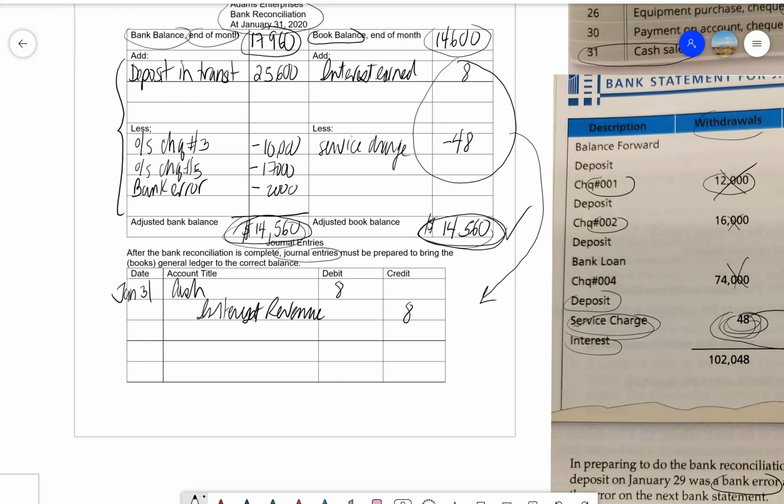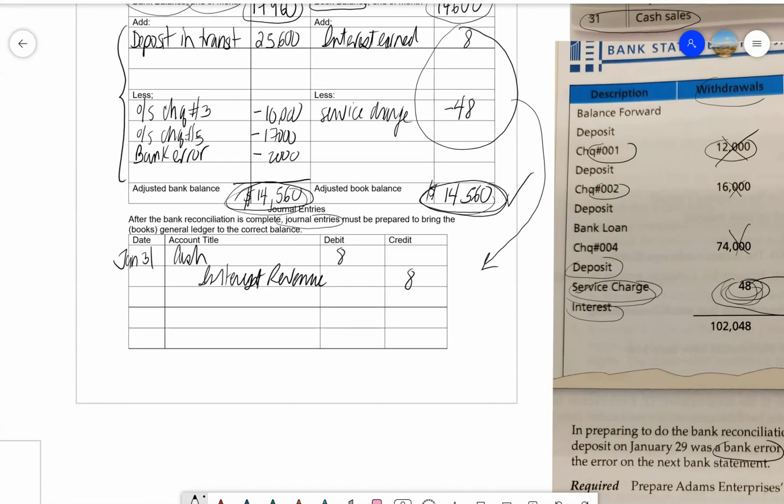And then we're going to record the expense of $48, and we'll call that bank charges expense. This textbook refers to the service charge as bank charges expense. Remember, expenses are always going to be debited, and we're going to decrease cash, credit for 48. And that's going to bring our cash balance to 14,560. So that's a simple example of how to do a bank reconciliation and also the related journal entries.